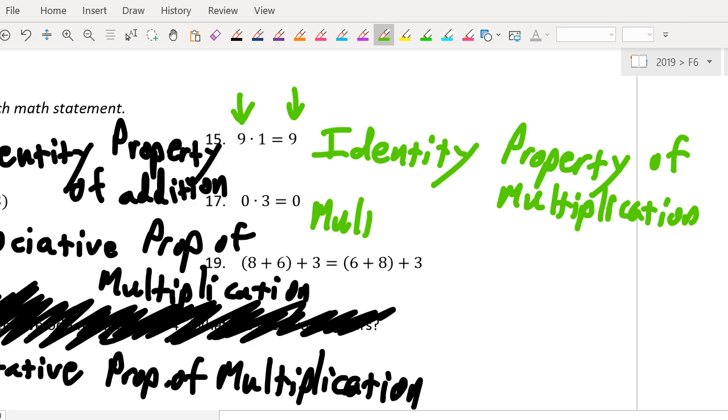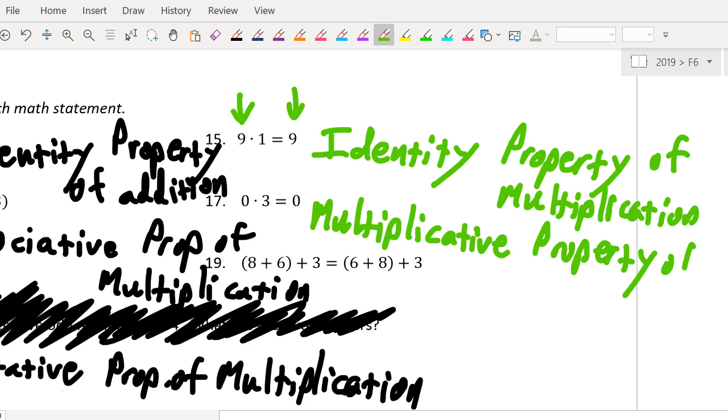Multiplicative. Everybody say multiplicative. Multiplicative. Very good. Property of. Correct. No, property of not multiplication. Zero. Of 0, yes. I think the other class said 0 property of multiplication.